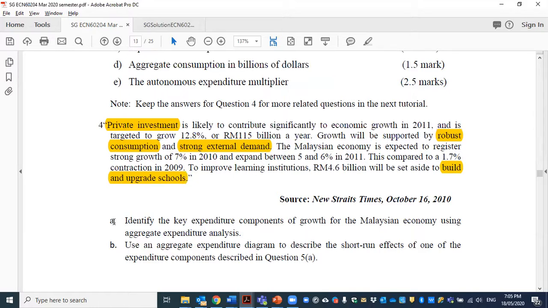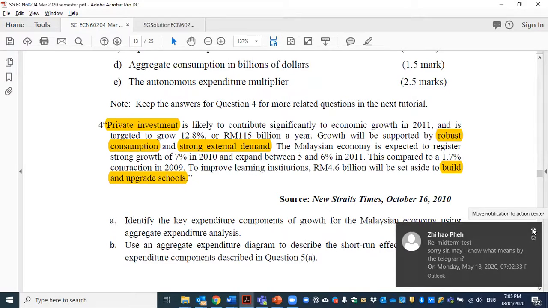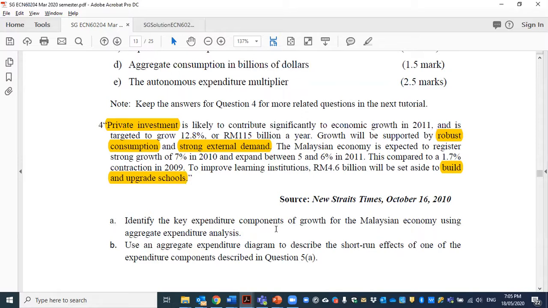So the question is asking you to identify the key expenditure components of growth for the Malaysian economy using aggregate expenditure analysis. The Malaysian economy is focusing on all of them. Then use the aggregate expenditure diagram to describe the short-run effect of one of the expenditure components, in question 4A, I assume, not 5A. So the question is saying that you have said that C, I, X, and G are contributing to economic growth. Now you show with a graph how it is contributing.